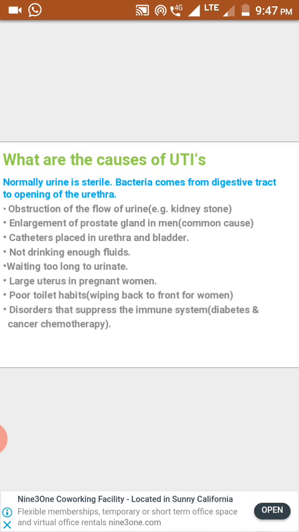Next, a decrease in the immune system because of drug treatment, as I already told you: immunosuppressive drugs, cancer chemotherapy, or diabetes mellitus. These are factors that affect immunity, and in such cases the development of UTI is more likely.